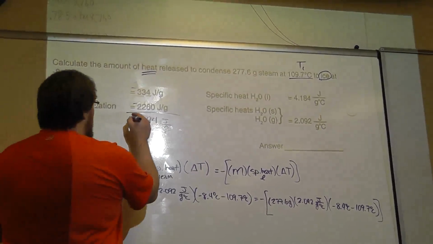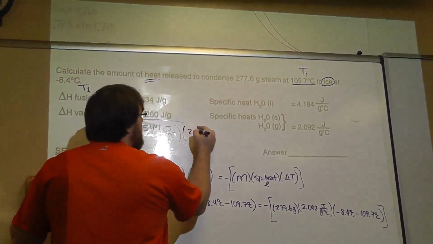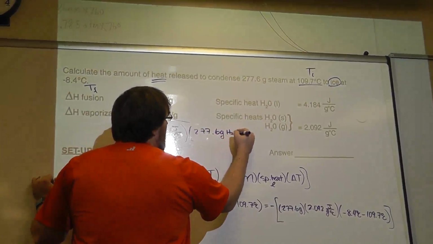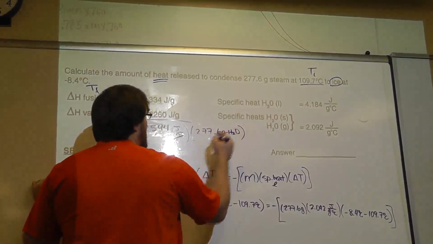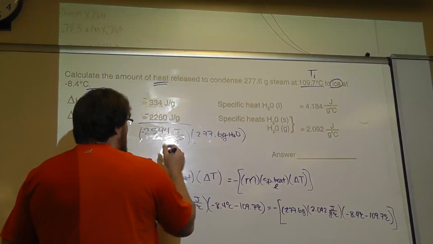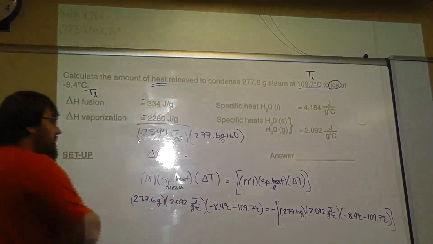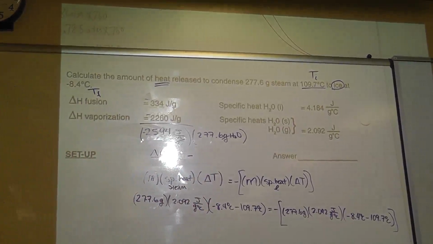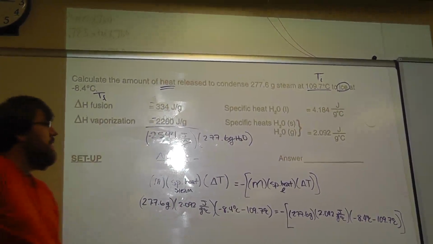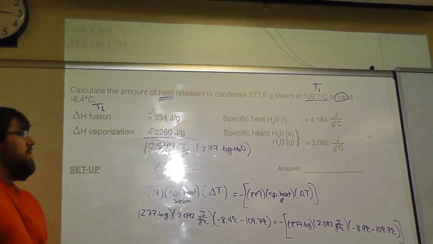So you're going to take this number right here, be careful about that negative, and you're going to multiply it by 277.6 grams water. That's going to get you your total delta H release of heat, and it will be negative. And we may even want to convert that to kilojoules because it's going to be a really large number. So maybe do 2594 times 277.6.